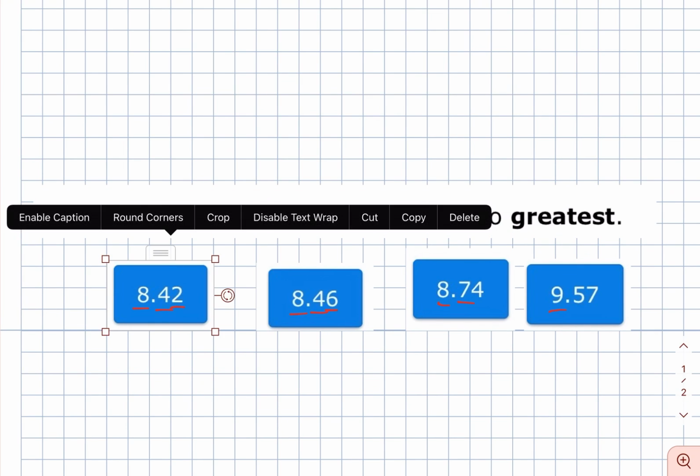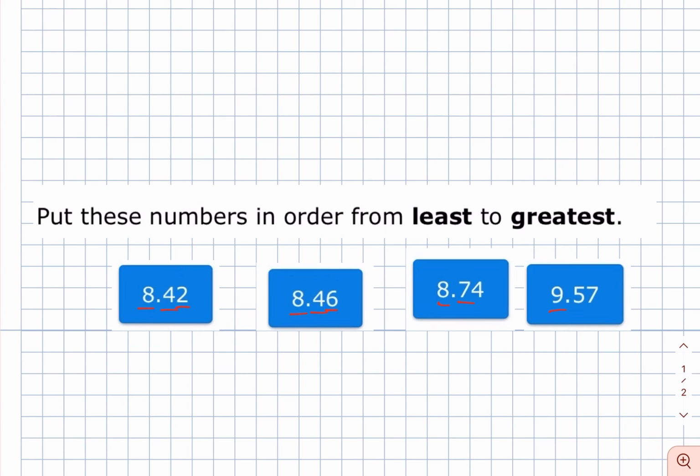Here we go, 8 and 42 hundredths is the smallest number. 8 and 46 hundredths comes next. 8 and 74 hundredths, and then 9 and 57 hundredths.